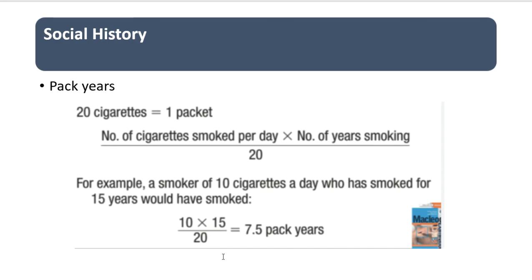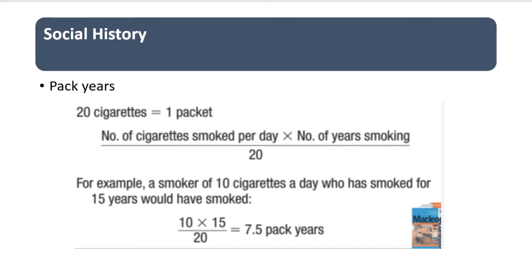For example, you can write this down: a smoker of 10 cigarettes a day who has smoked for 15 years. If you calculate 10 multiplied by 15 divided by 20, you get 7.5 pack years. Then you can say this patient has a history of 7.5 pack years. It is very good information for the consultant or your senior. Good. Right now, I hope you all got a brief understanding of this history taking skeleton.